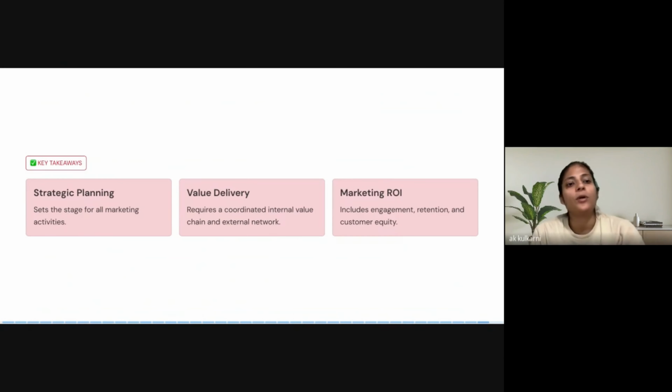All right, so there you have it. The key takeaways from today's session. What is marketing? What is marketing's role in strategic planning? What is strategic planning? How do you deliver value to your customers by coordinating with players within and outside your organization? Then you have how do you calculate marketing ROI and measure your marketing efforts that build customer loyalty and increase customer equity for you.